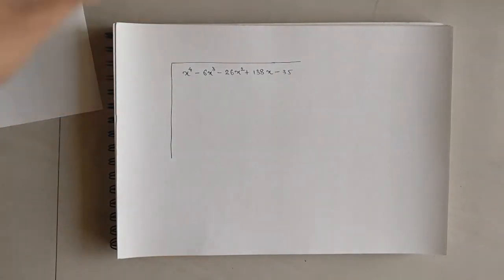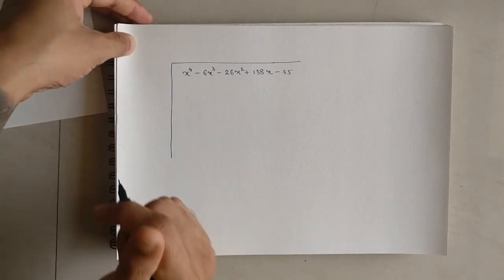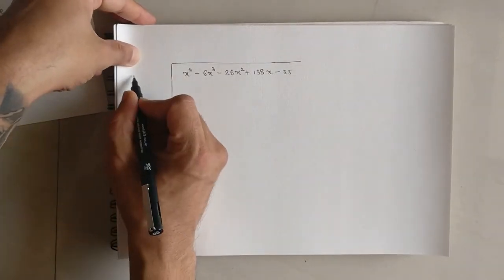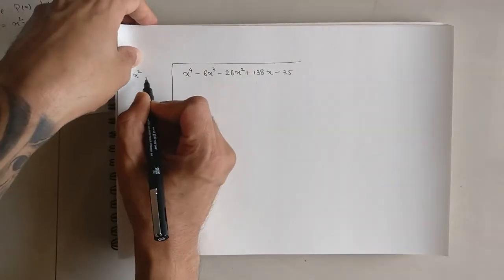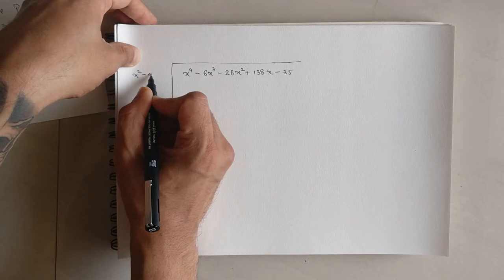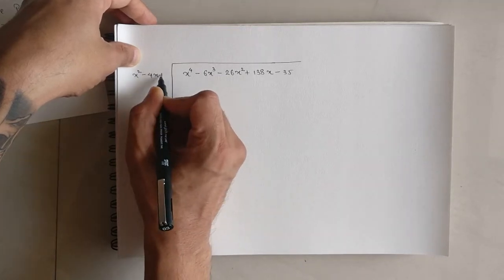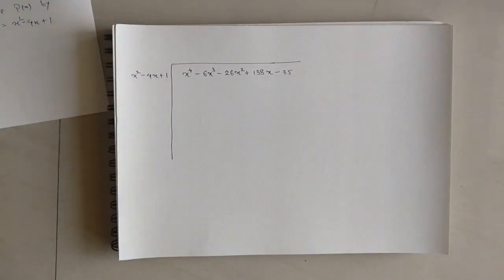Right, x raised to 4 minus 6x cube minus 26x square plus 138x minus 35, and we will divide this by x square minus 4x plus 1. So this is going to be a long division, please pay attention.